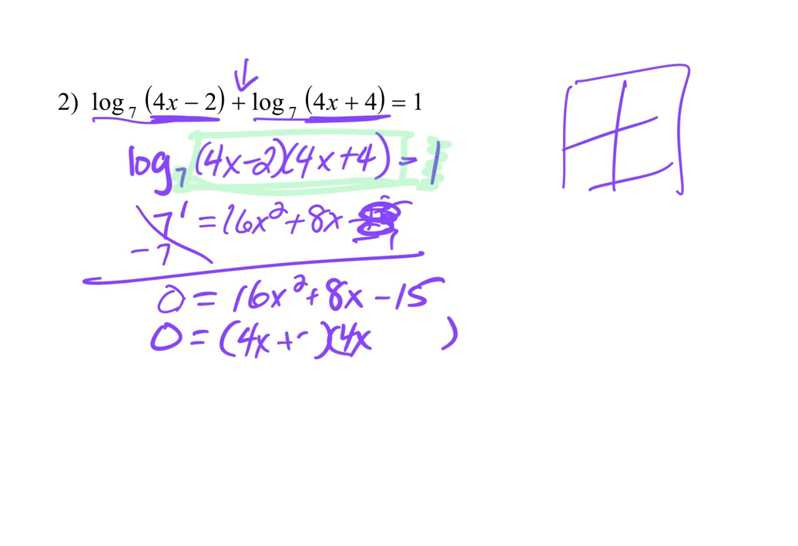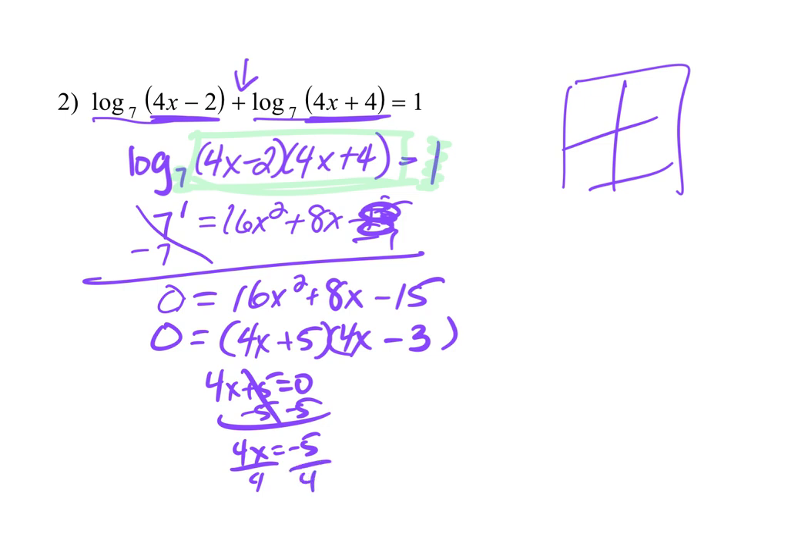Okay, so I'm going to factor these. Again, if you have trouble factoring, you could always use the quadratic formula on this. Solve each of these. 4x equals negative 5, divide by 4. One answer is negative 5 over 4. The other answer is 3 over 4. So we have two answers.